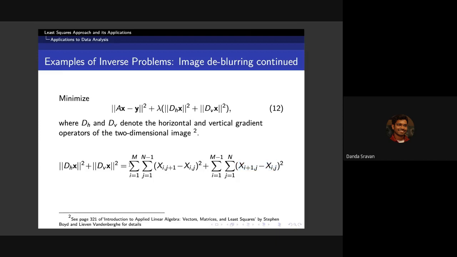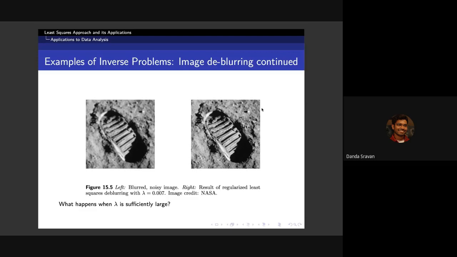So I want to make sure that my x is as per the model, and also I want the smoothness criterion to hold. So if I try to minimize this using our algorithm, then we get a very nice image. You can see on the right hand side that it's a lot sharper than the image on the left side.